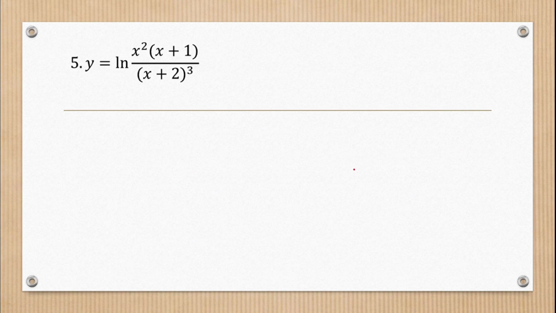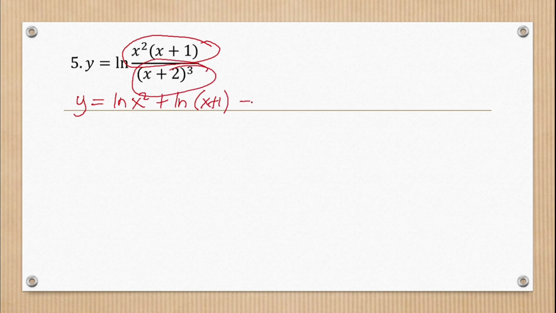In number 5, y is equal to ln of x squared times the quantity x plus 1, over the quantity x plus 2 cubed. So first, we are going to apply the laws of logarithm here. We have to simplify first. y is equal to ln x squared. This is the product, so therefore this is plus ln of x plus 1. Since this is divide, so minus ln of x plus 2 cubed.